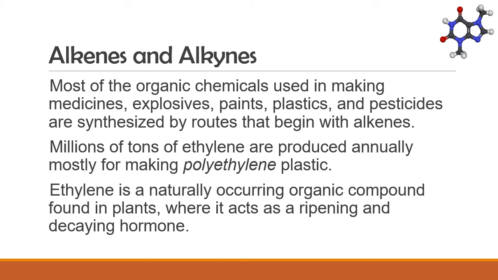Ethylene is also a naturally occurring organic compound found in plants, where it acts as a ripening and decaying hormone. Many commercial fruit growers spray their fruits with ethylene gas to hasten ripening.